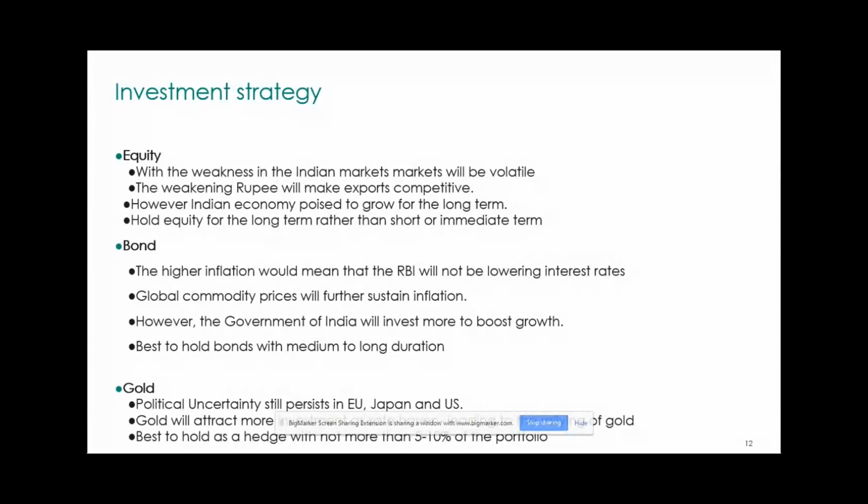Over the long term, the structural reforms which were introduced this year will bear fruit. So there will be growth over the longer duration. So it is best to hold equity in this period rather than trade for the short term due to the volatility. To overcome volatility, we would recommend that you invest in equity in the form of an SIP.